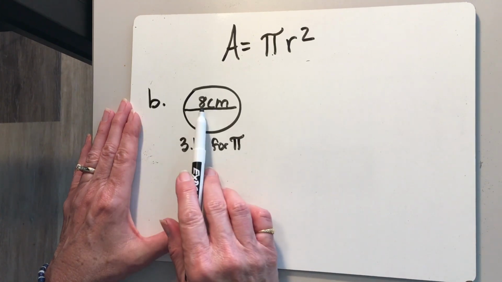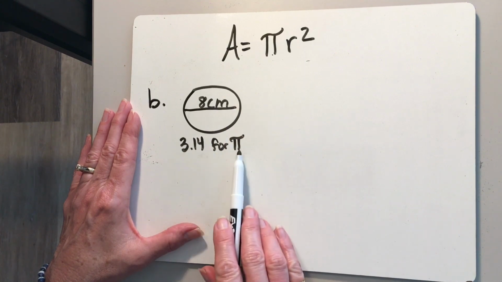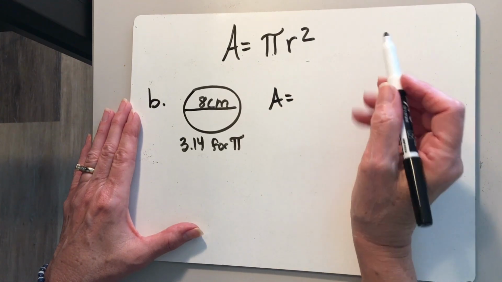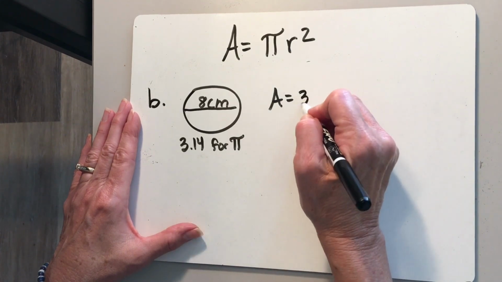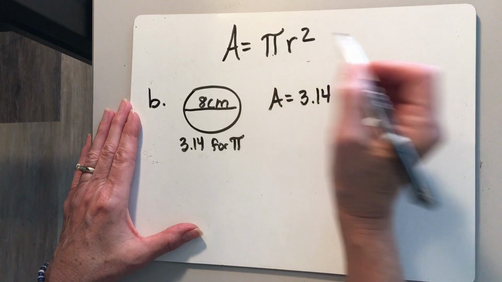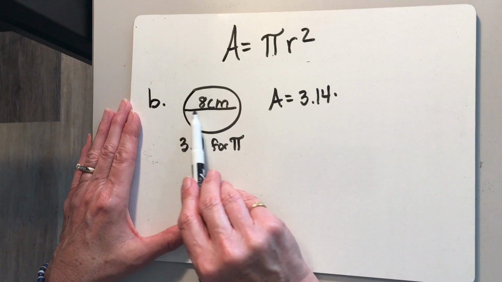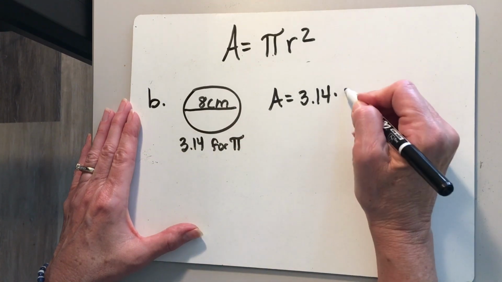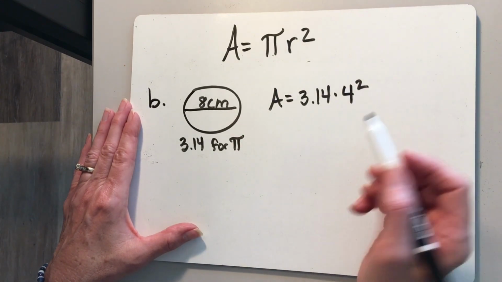Problem B has a circle with 8 centimeters as its diameter, and it says to use 3.14 for pi. So we take our formula, area is equal to pi r squared. Up here, it says to substitute 3.14 for pi, so we're going to substitute 3.14 for pi. The radius squared, notice that they gave us a diameter. Remember, the diameter is radius times 2, and so to find the radius, we divide by 2. So the half of 8 is 4, and it's squared because it's radius squared. So then we just do the math.